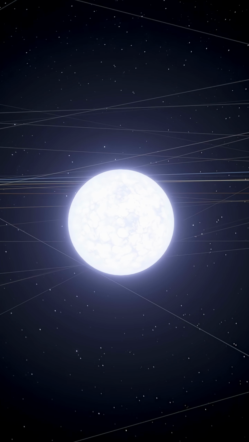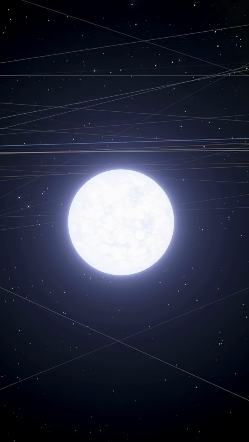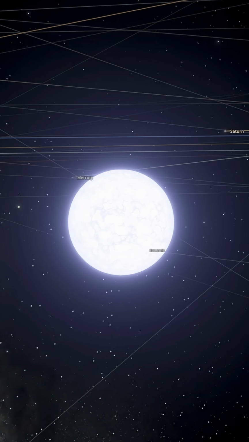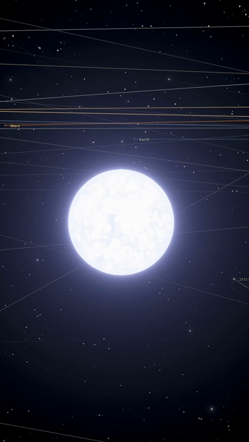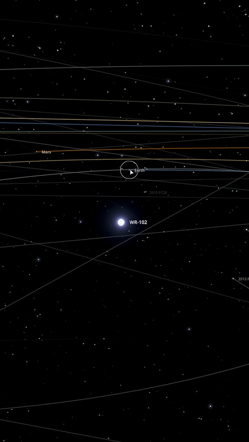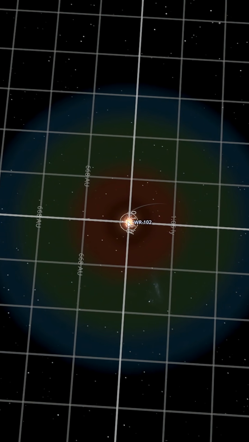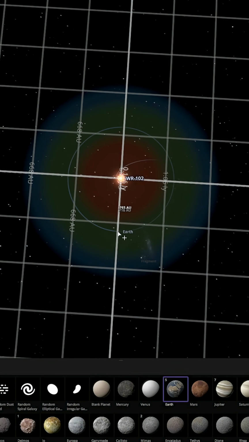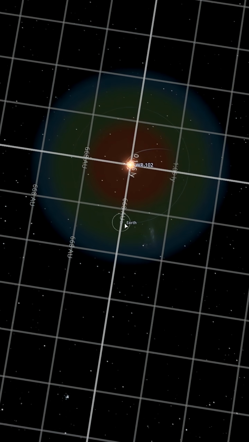WR102 is an insanely hot star, with a surface temperature of 210,000 K, dozens of times hotter than the sun's 5,800 K. Using the Stefan-Boltzmann law and radiation balance formulas, we calculate that WR102's habitable zone is about 300 times the distance from the sun to Earth. More than 300 times the distance from the sun to Earth. We place Earth in the green zone.